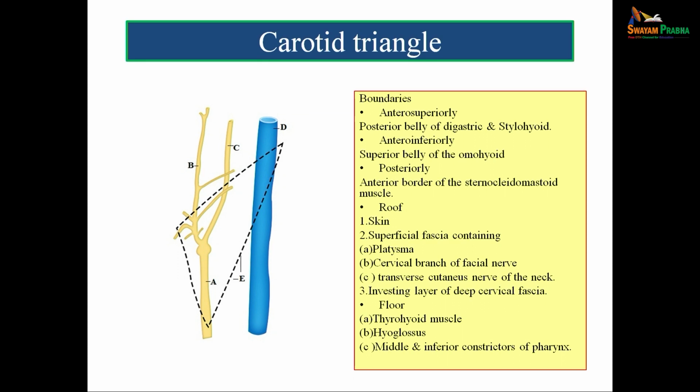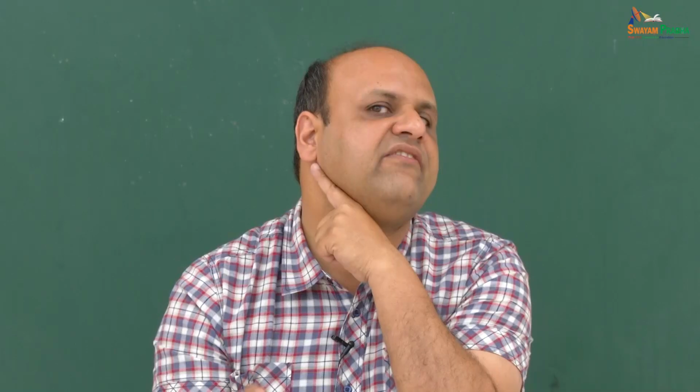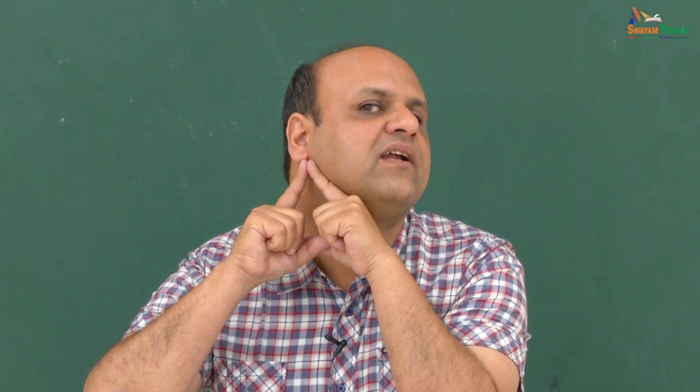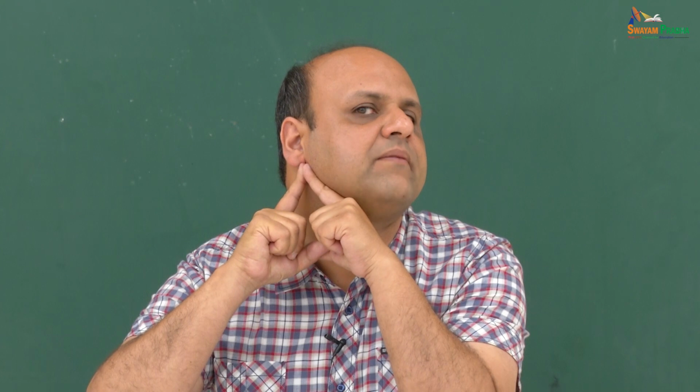This is important because you see in the figure the internal jugular vein, common carotid artery dividing into internal and external carotid arteries. All this lies in relation to the carotid triangle. So, this is a very important triangle where many vital structures are lying. So, once again I reiterate the boundaries of the carotid triangle: antero-superiorly posterior belly of digastric and stylohyoid, antero-inferiorly superior belly of omohyoid, and posteriorly anterior border of sternocleidomastoid muscle.